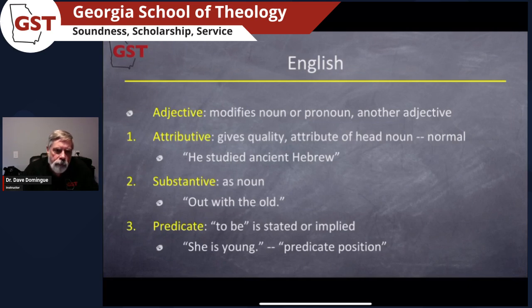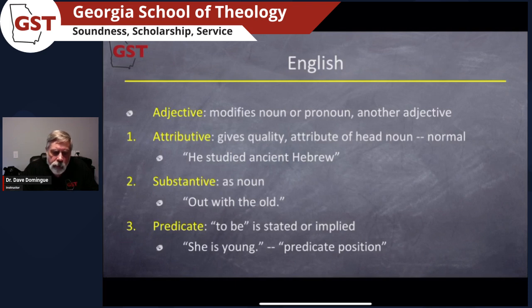But the adjective can also function as the noun, substantively. We have the idiom out with the old and in with the new. Well, old and new are adjectives. And so in out with the old or in with the new, it's functioning substantively, as a noun would. It can also function predicatively, that is, typically with the to be verb.